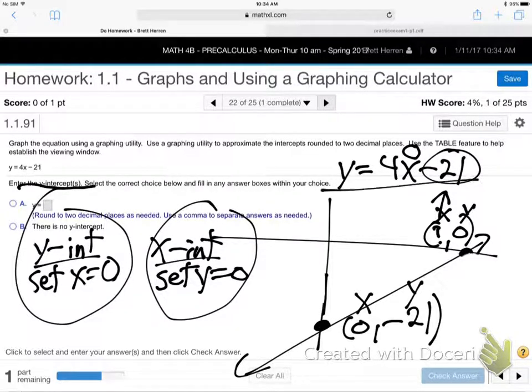So as I look at that equation, they want a y-intercept. I make x 0, and you can tell it's negative 21. So that's all they want on that one. All right.